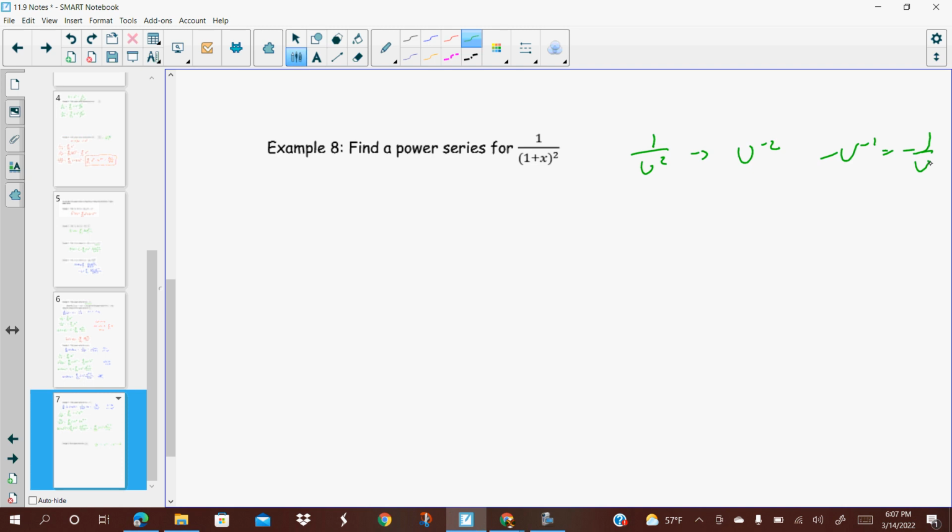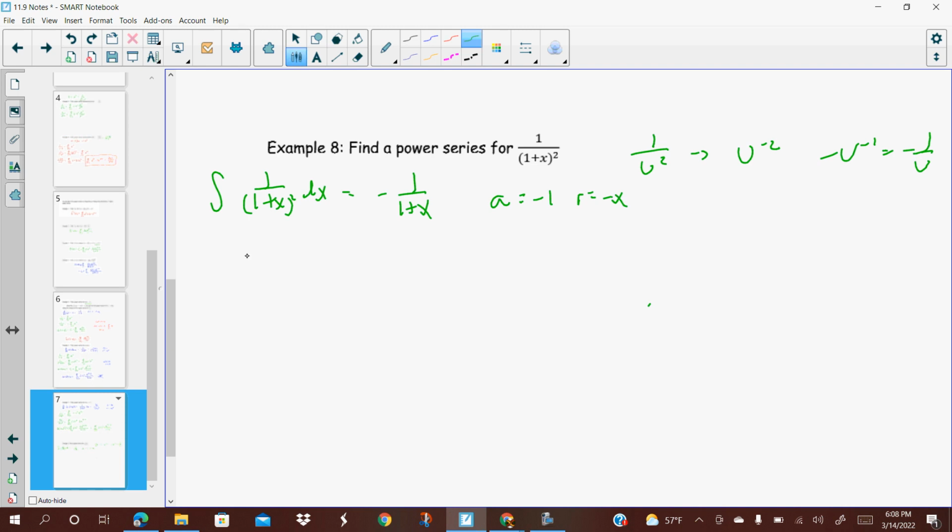So think of the 1 plus x squared as the u. So the antiderivative, or we can write it as an integral, I guess, the integral of 1 over 1 plus x quantity squared dx is going to be the same thing as the antiderivative. So that's going to be negative 1 over 1 plus x. Okay, now we're at least in the correct form, because now your a value is negative 1 and your r is negative x.